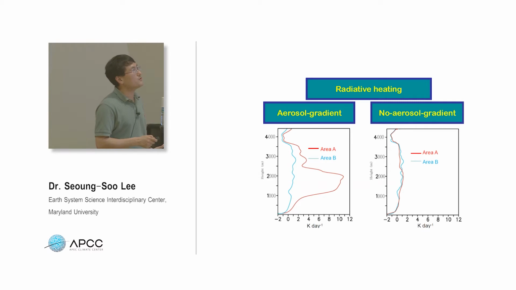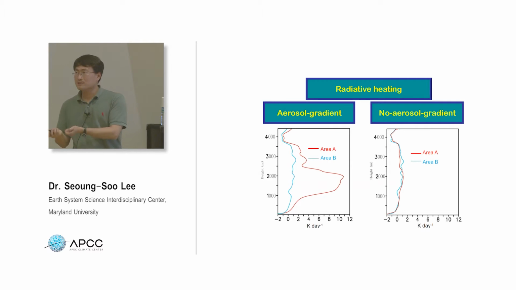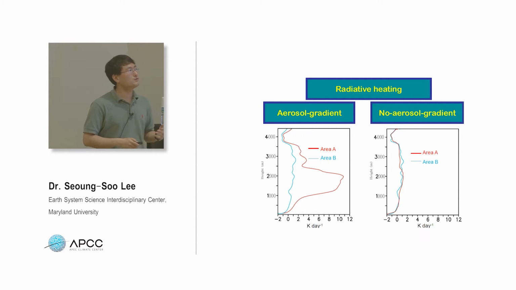But in aerosol gradient, there is a much larger rate of heating, which according to the traditional understanding of aerosol semi-direct effect should lead to much larger stability and weaker convective intensity. And this should lead to much smaller LWP in area A than in area B. But results here are totally contrary to this reasoning based on the traditional understanding of aerosol semi-direct effect, since area A has a much larger LWP than area B. So what is the cause of that?